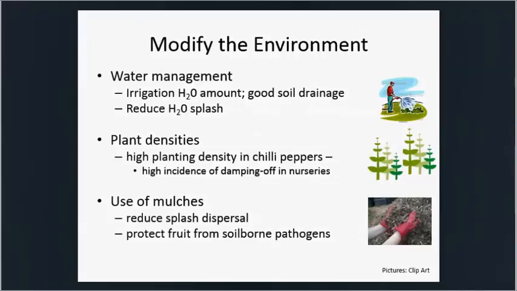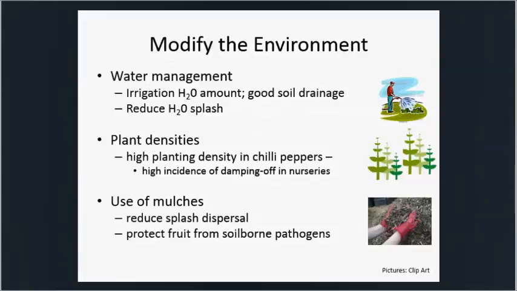You can modify the environment. We talked about water drainage, so don't over-irrigate. In fact, if you can do drip irrigation, the better. It's also been shown that if you have too many seeds when you are sowing chili peppers, too many seeds in the container that you are sowing it in, then you get stress in the population and you have more damping off happening.